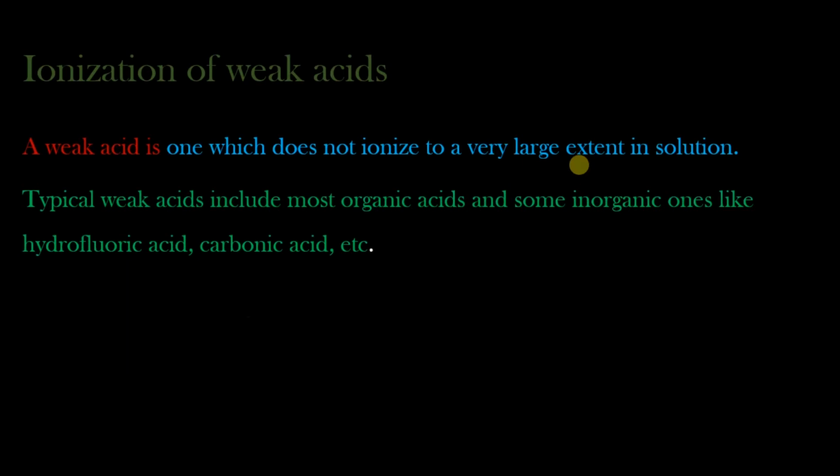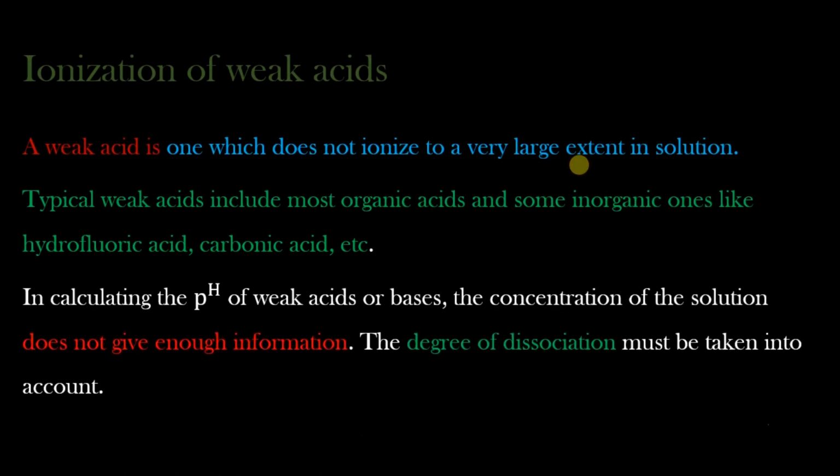So typical weak acids include most organic acids, for example ethanoic acid, formic acid, and a few inorganic acids like hydrofluoric acid, carbonic acid, phosphoric acid, among others. When we are calculating the pH of these acids, their concentration may not give us sufficient information to get the exact value of the pH, because not the whole of it will go into solution. Therefore, the degree of dissociation must be used in this calculation.